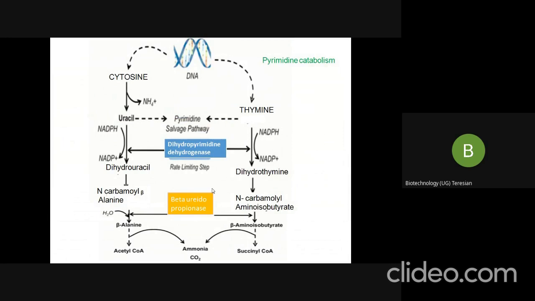Now let us look into the pyrimidine catabolism. As you all know, catabolism is the breaking down of your metabolic products. So here we have taken DNA. In DNA, what are the nitrogen bases present? It is your cytosine and the thymine. The cytosine gets converted to uracil by a process of deamination where ammonia is released. And both uracil and thymine can enter into the pyrimidine salvage pathway.